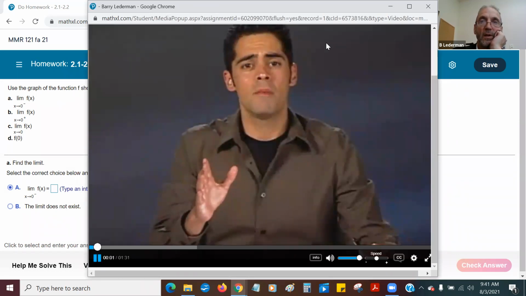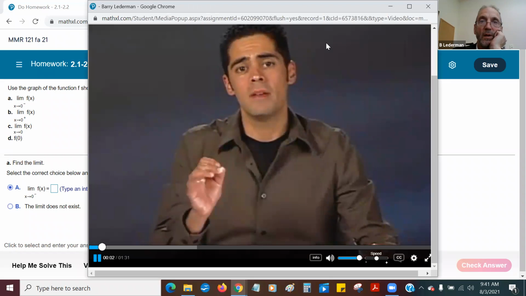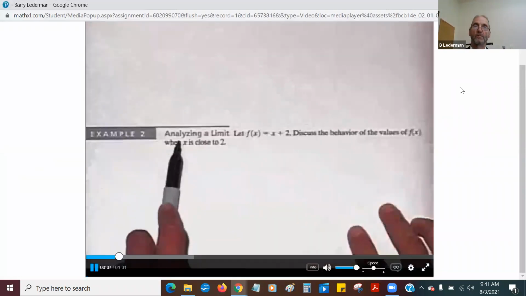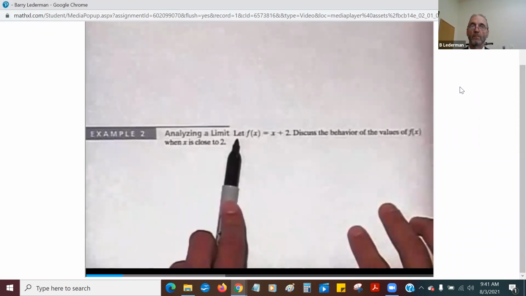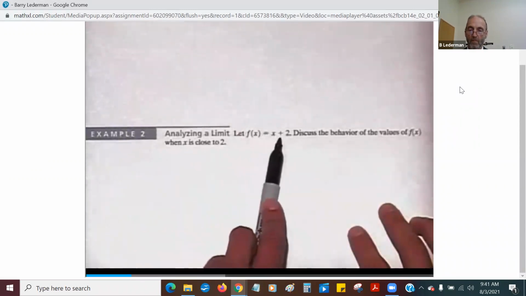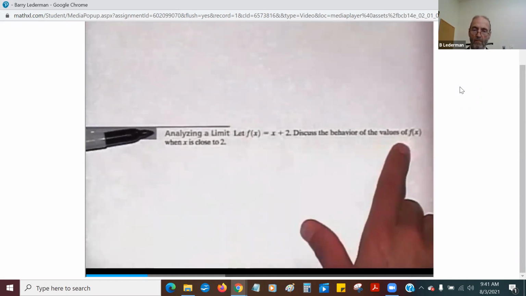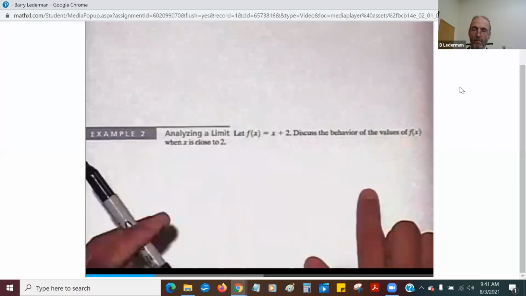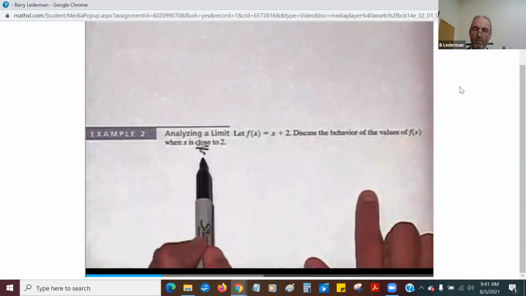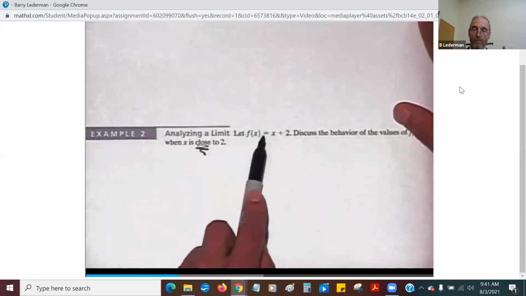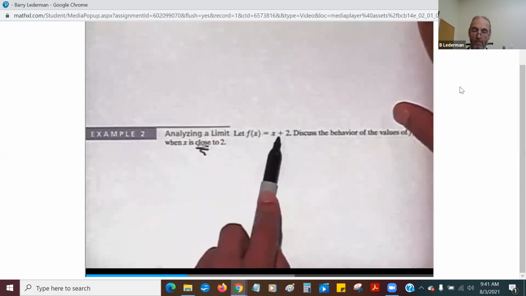In this example, we're going to be talking about the limit of a function. And to do this, we're actually going to have to analyze the graph. So it says here to analyze the limit, let f of x be equal to x plus 2. And it says to discuss the behavior of the values of f of x when x is close to 2. And that's kind of the key word here, close to 2. Now, we already know what's happening at 2. If we plug 2 into the function, we know we get 4. 2 plus 2 is 4.